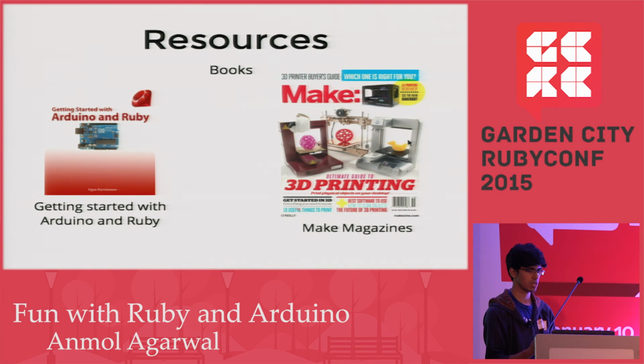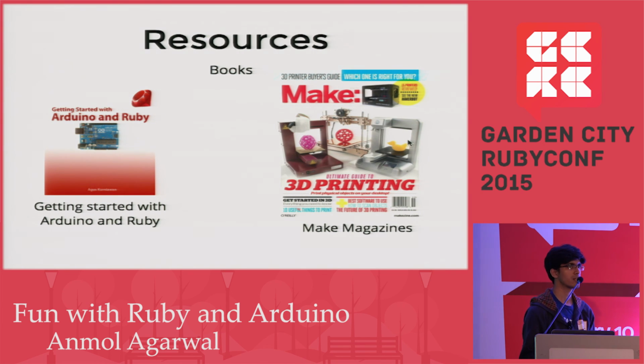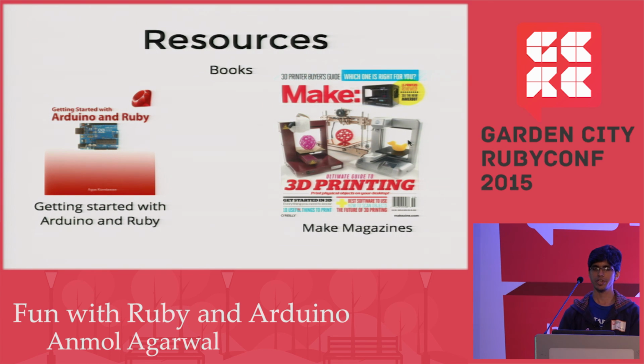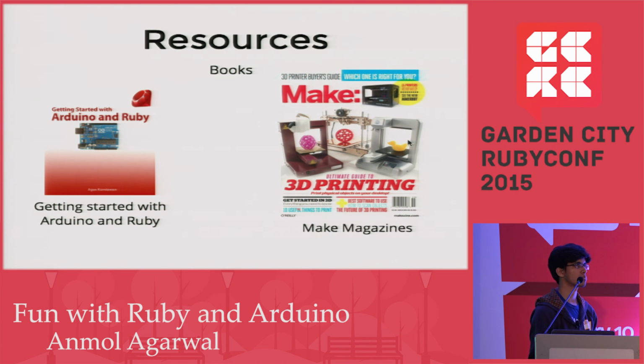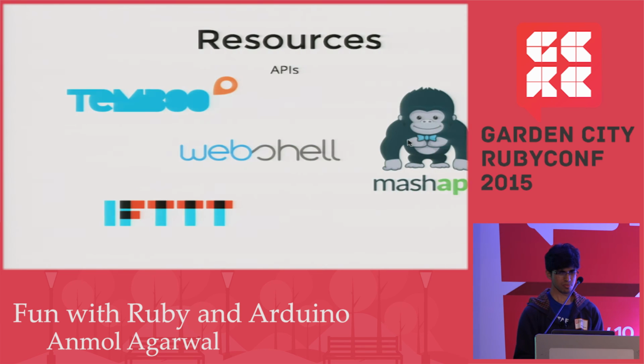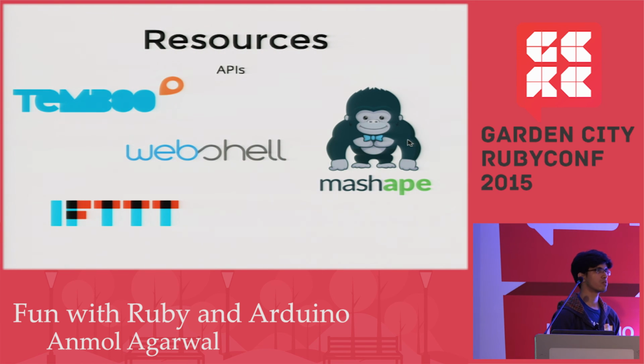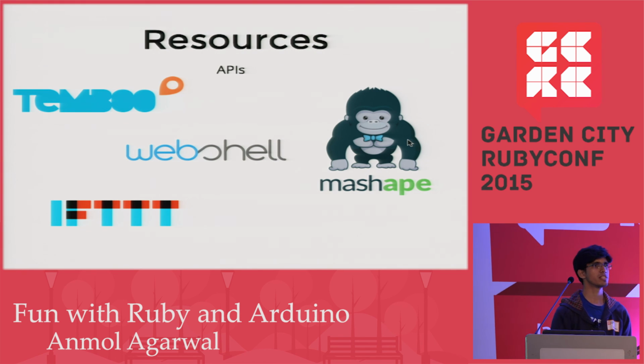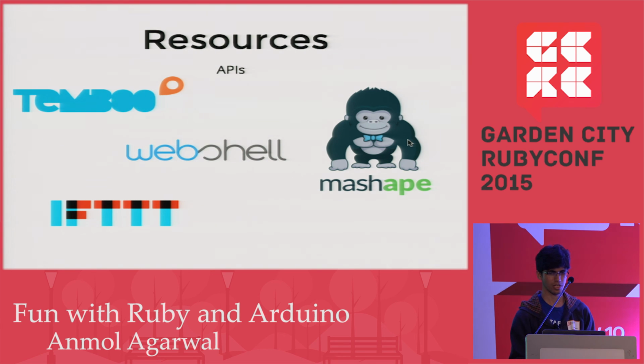For books, you can read Getting Started with Arduino and Ruby, and that is probably the only book right now in the market related to that topic. You can read Make magazine to get ideas about what others are doing, get updated about the IoT industry, and get some inspiration. For the APIs and web services, you can use Temboo, WebShell, Mashape, and IFTTT, which is If This Then That. Although If This Then That doesn't support a language, it's very special for rapid prototyping, so I highly recommend you check it out.